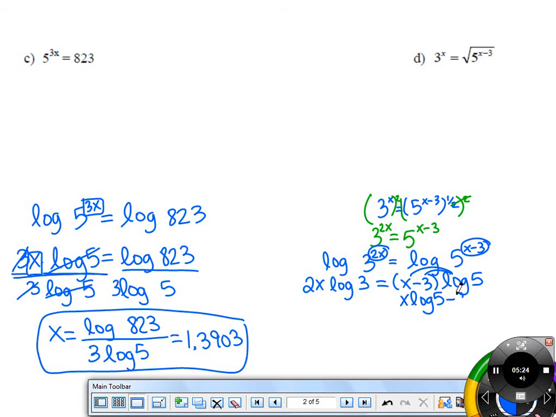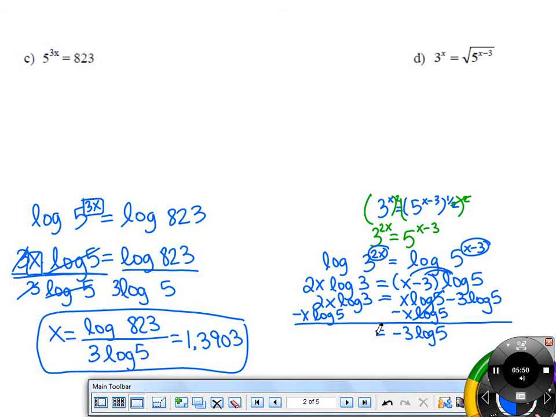the log of 5 so that you have one part of it that's strictly numerical, 3 log 5, and the other part that has the term with x. Now both these terms with x you're going to want to get on the same side, so I'm going to subtract x log of 5 from both sides so that I can have all the terms with x on the same side. So I have over here a 2x times log of 3 minus an x times log of 5.